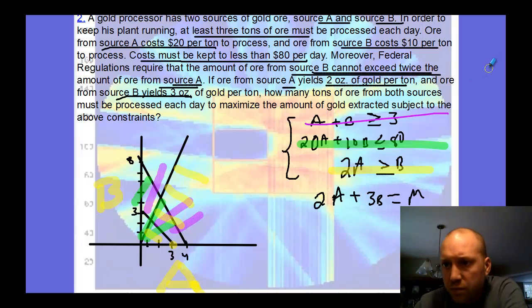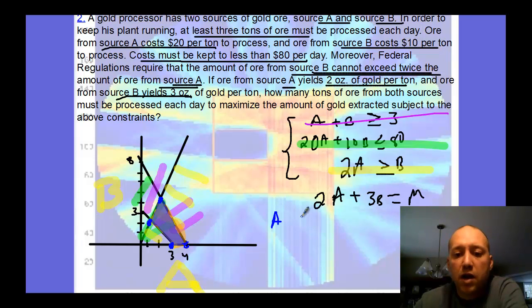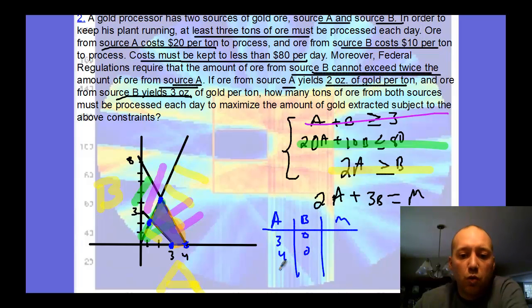And then the region bounded by the overlapping would be this region right here. Put it in blue so it's darker. So this would be the region we're looking at. This is the solution, all the possible solutions for those constraints. And now the actual vertices when you look at are these 4 points. So we can make a table for that. We have A, B, and then our maximum amount of gold. So we have 3, 0, and then 4, 0, 1, 2, and then 2, 4.